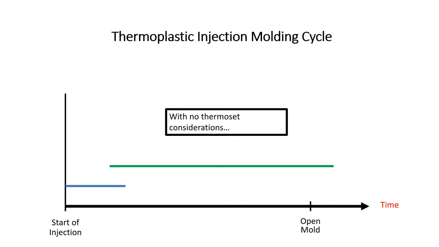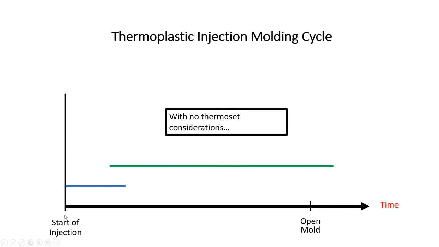So let me walk you through the injection molding cycle. And I always like to start by taking out the cure effects. Let's look at a thermoplastic injection molding cycle. Let's look at one that's very common. And I'm going to give you this idea of what the viscosity, or the thickening or thinning of the material, does as a function of the molding cycle itself.